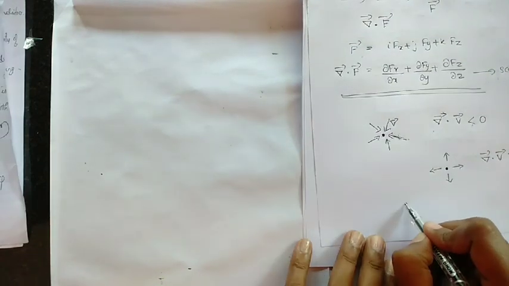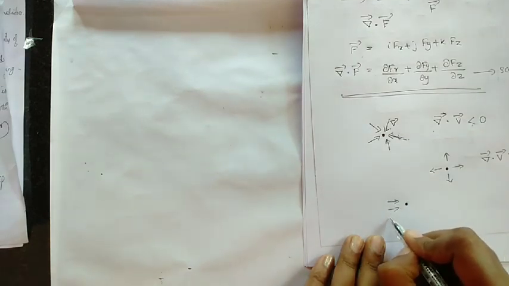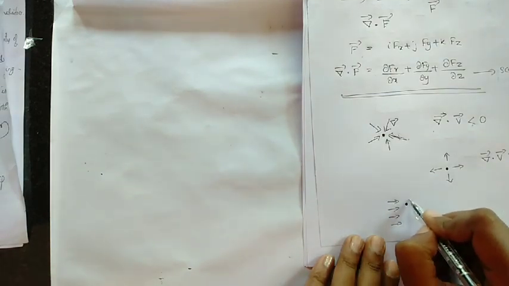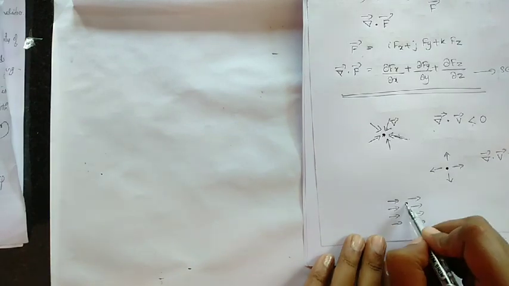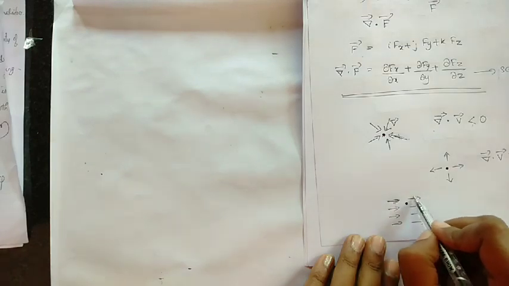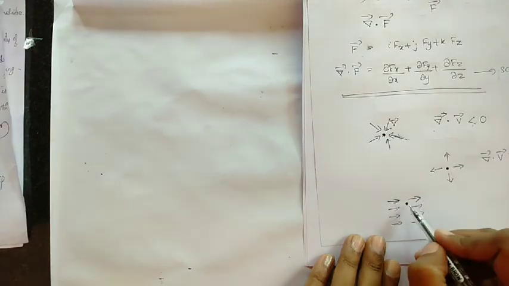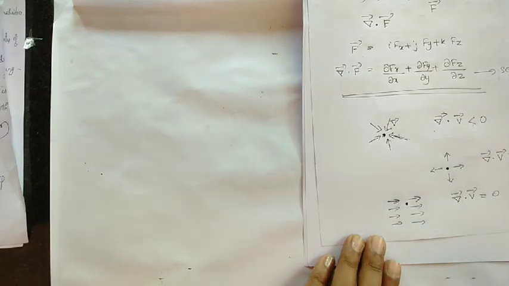Consider another point here, then the velocity vector is coming in this direction. It is indicated in this manner, so that at this point, even though there is inflow, the same quantity is going outward also. So what will be the net effect here? The net effect here is that del dot v will be 0.